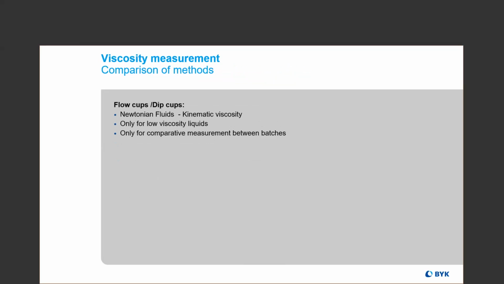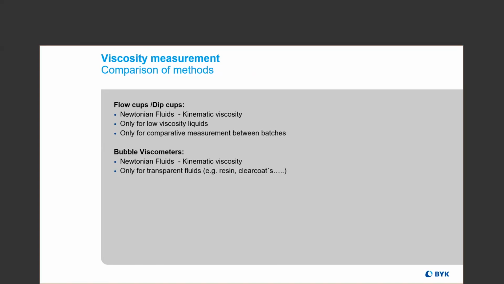These are for Newtonian fluids only, and they measure the kinematic viscosity, the density-dependent viscosity. They are only for low viscosity liquids due to that laminar flow requirement. And they are only for comparative measurement between batches. So we might say that this is sort of a quick and dirty method for comparing viscosities between samples, between batches.